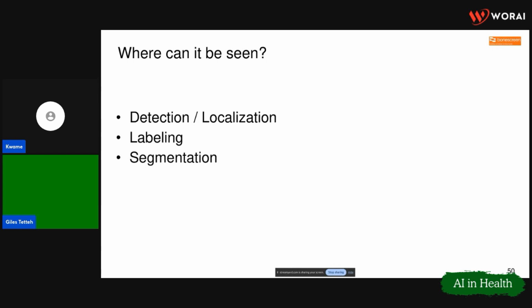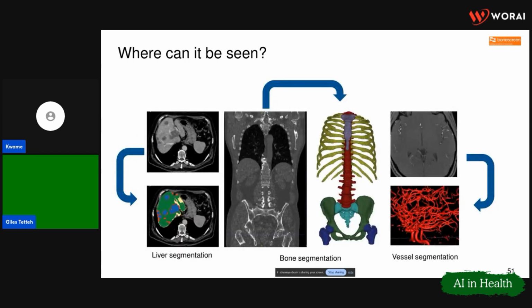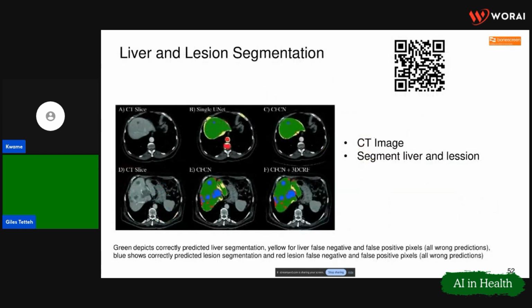We also have labeling, we have segmentation. So we look at some examples of experiments in those areas as well. The first one is liver and lesion segmentation. In this particular paper, if you scan the QR code, here we have CT images, and the task is to segment first the liver, and then this region, which is the lesion.